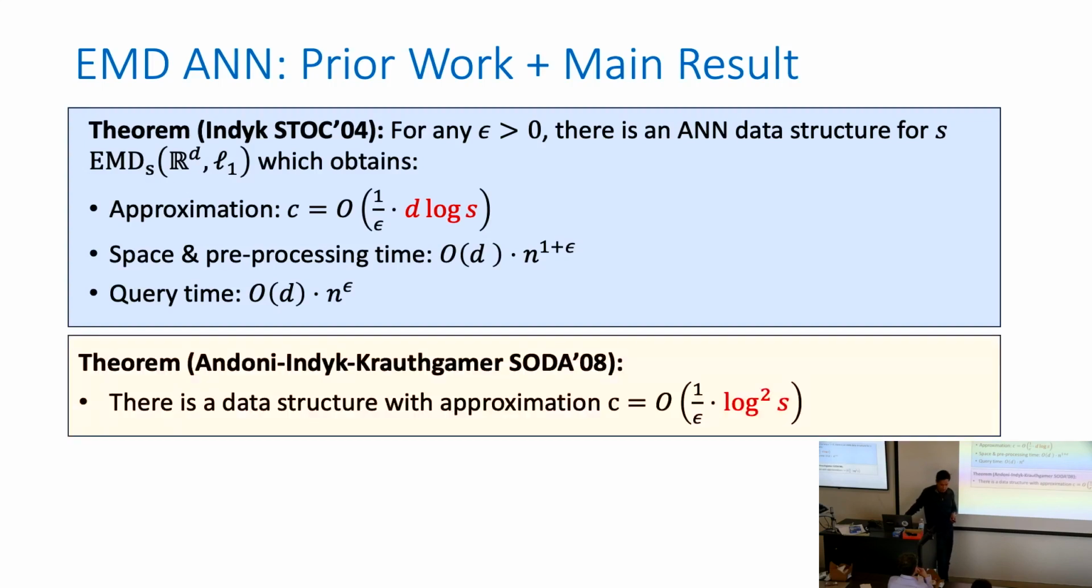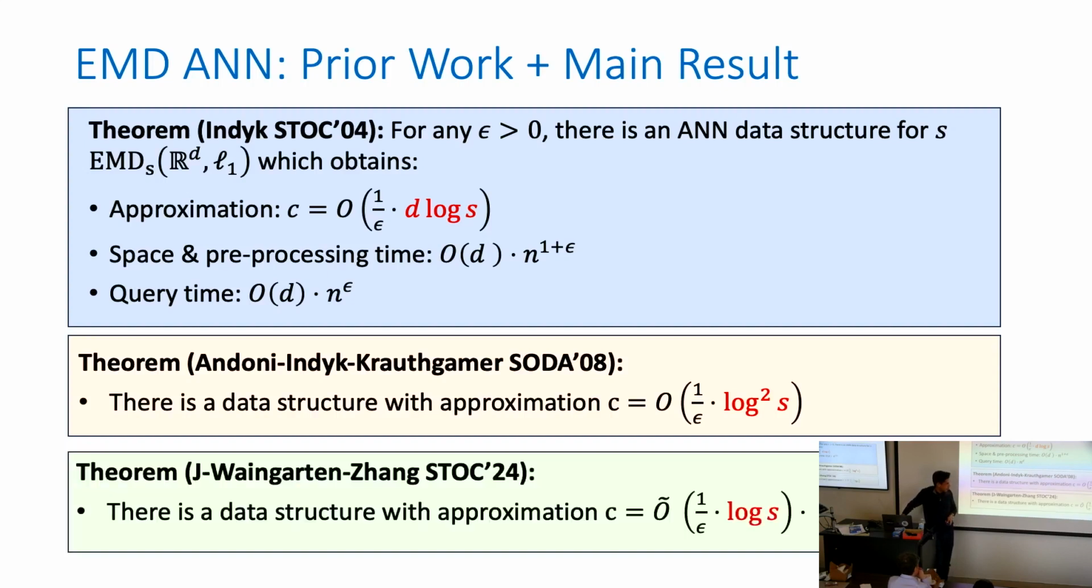And this was improved slightly later by Andoni, Indyk, and Krauthgamer in SODA 2008. What they showed was essentially you can replace one of the factors of d with a log s factor. So if d is larger than log s, then you're getting an improvement: log squared s approximation instead of d log s. And the main result I want to tell you about in this talk is a further improvement, it's going to be in STOC this year. We shaved one of the log factors basically. So instead of having a log squared s approximation, we get it down to a log s approximation times some polylog terms in s.